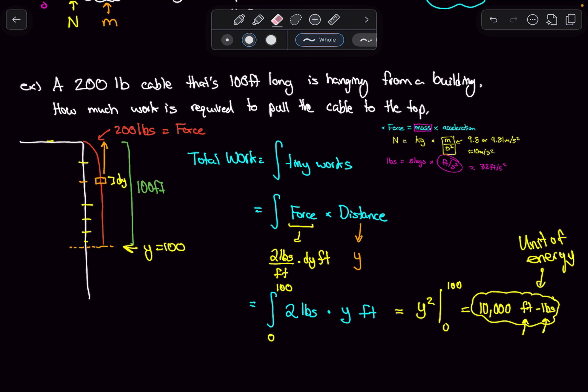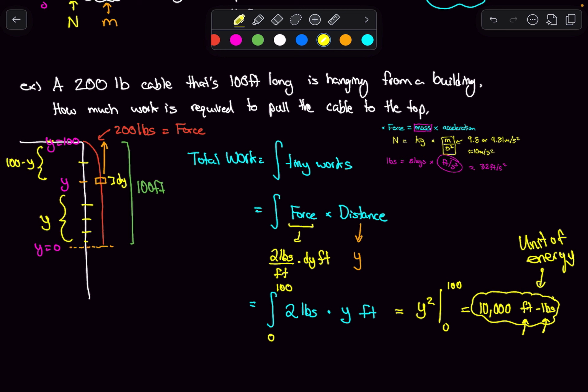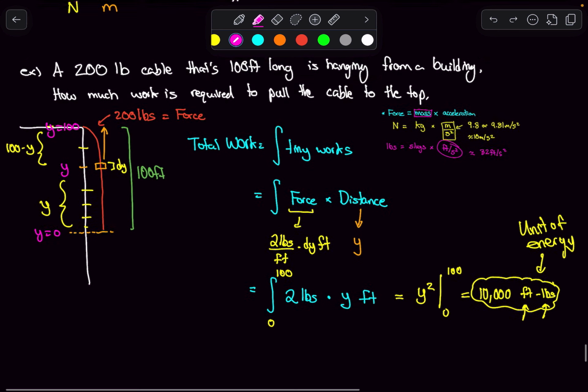Okay. I do want to point out the instance where you are in the camp of people that choose to mark this in the following way. So what if you call this y, but you want to say y equals 0 is down here and y equals 100 is at the top, and you prefer this method. So you want to say that this distance here is y, and the rest of the distance would be 100 minus y, right? Because if this is 100 and this is y, well, 100 minus y is going to give you what's left over. So let's set up the integral that way.